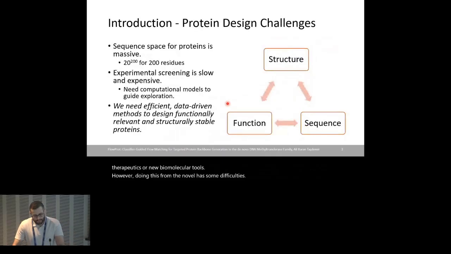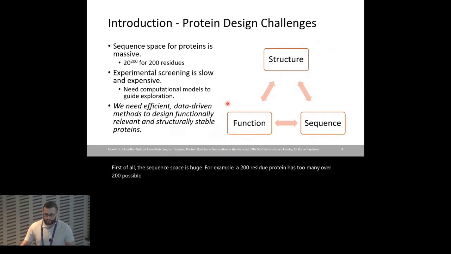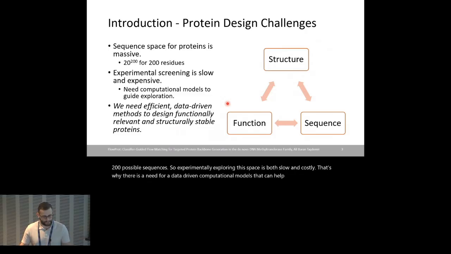First of all, the sequence space is huge. For example, a 200 residue protein has 20^200 possible sequences. So experimentally exploring this space is both slow and costly. That's why there is a need for data-driven computational models that can help us efficiently generate proteins that are both stable and functional.